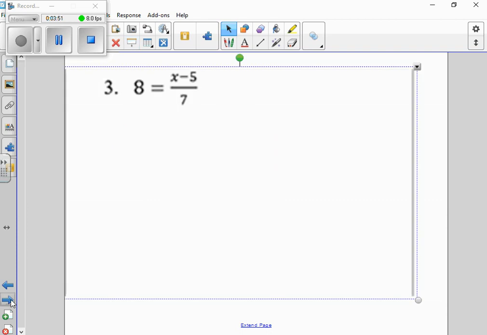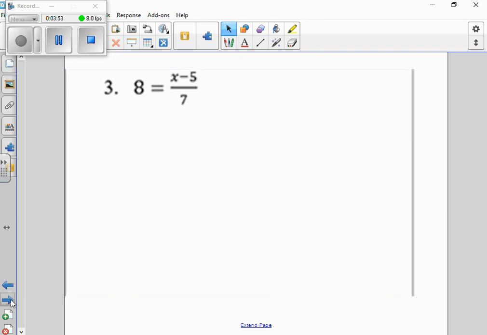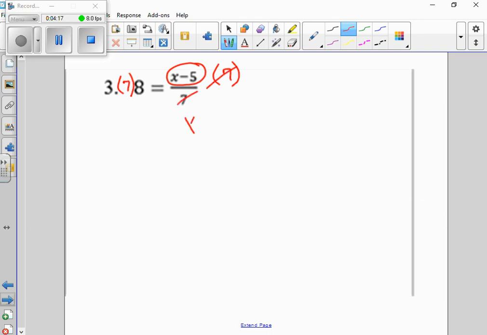All right, number 3. Instead of just a small fraction, we have the whole entire numerator. We have x minus 5 divided by 7. So this means that I cannot subtract the 5 right away. Everything is being divided by 7. So I'm going to have to get rid of that 7. Since it's dividing by 7, I'm going to multiply by 7. Again, whatever you do to one side, make sure you do to the other. The 7's cancel, leaving me with x minus 5 on the right side.